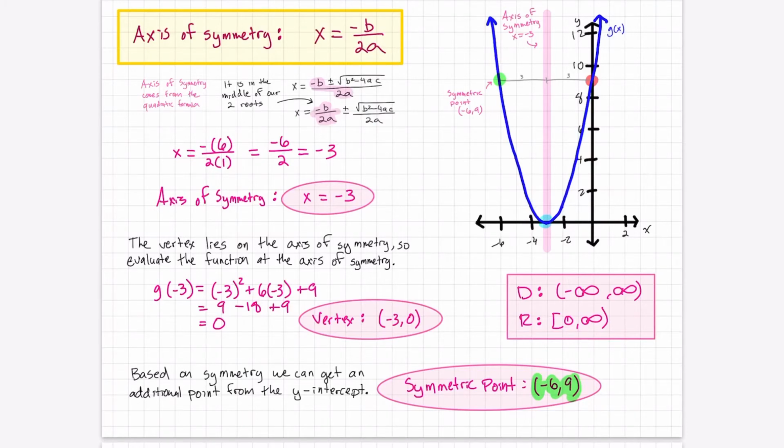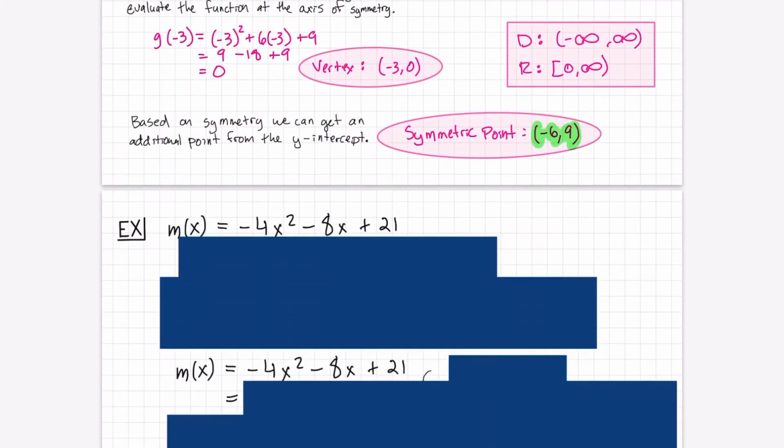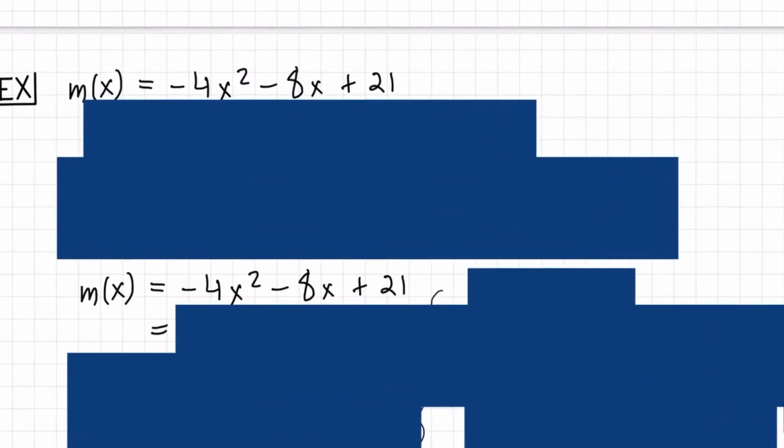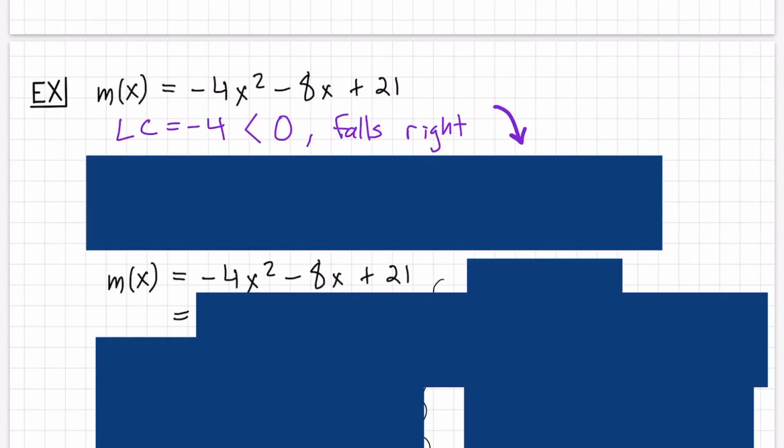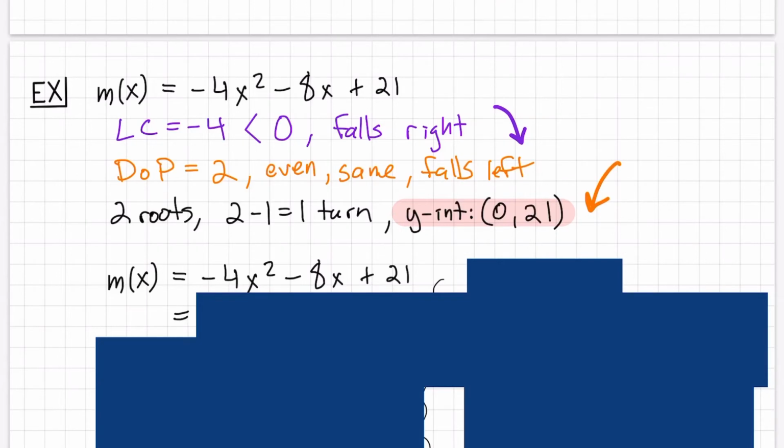All right, let's take a look at one more parabola example to settle this into our brains. So first, let's do the end behavior stuff. What's our leading coefficient? It's -4, so that means that we are going to be falling to the right. And then since this is an even powered degree, we're going to also be falling to the left. And we have 2 roots, so we expect 2 x-intercepts, and we're for sure going to be getting 1 turn. And we have a y-intercept of (0, 21).